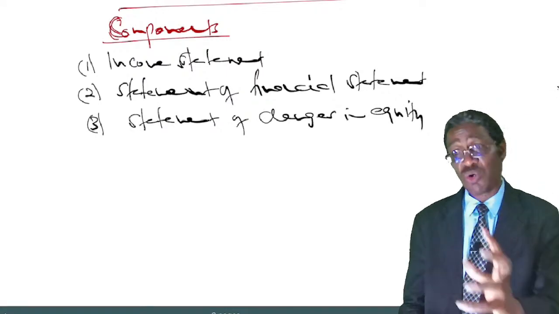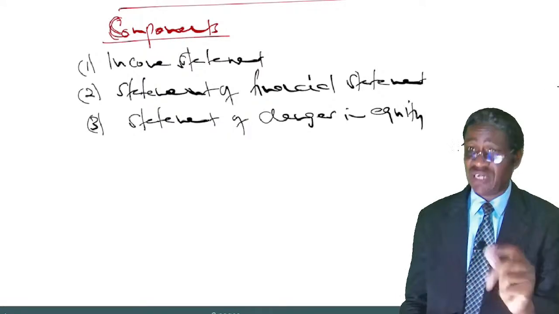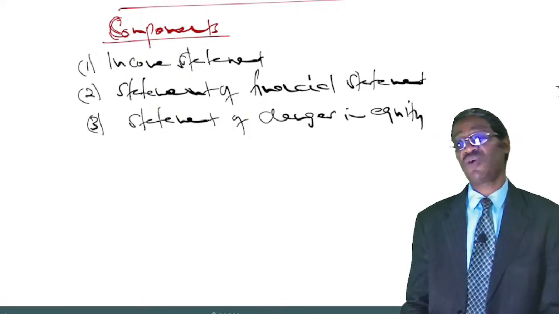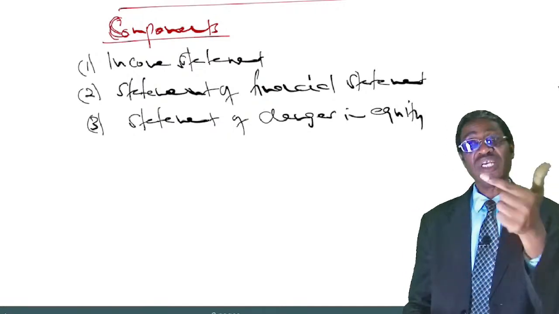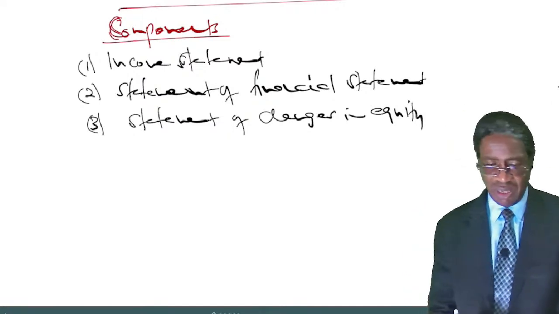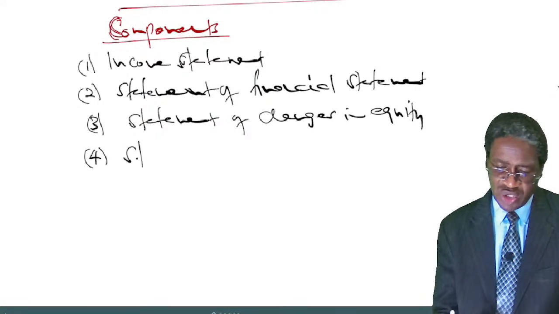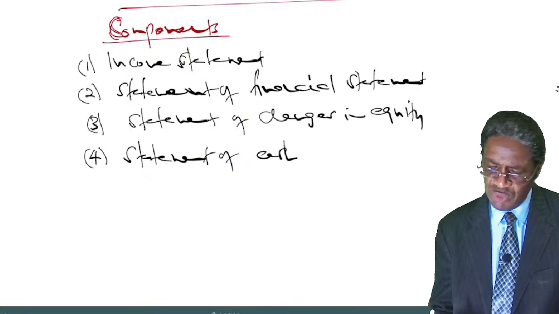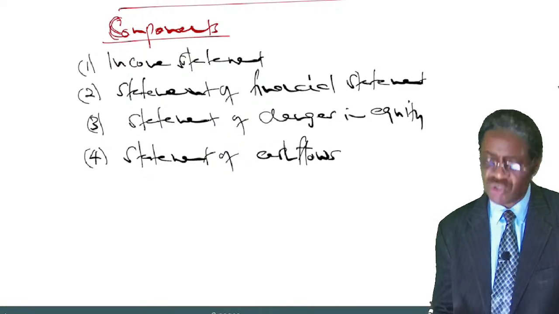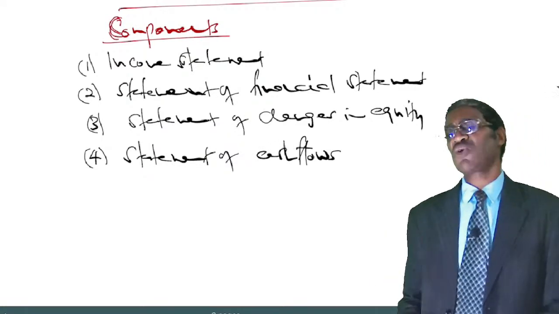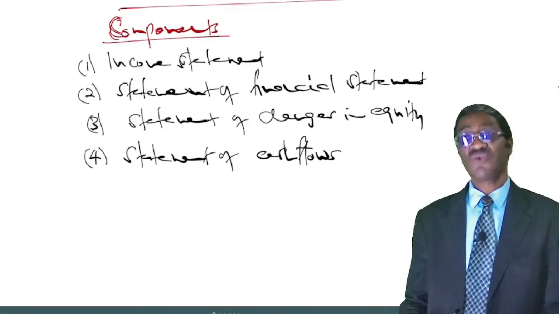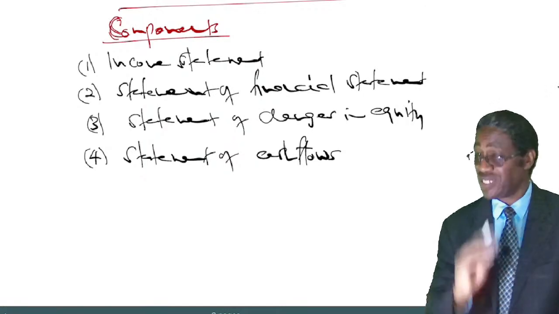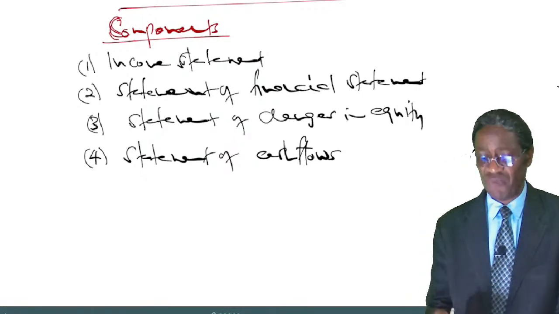Of course, you know how to prepare it. We shall remind ourselves. That's the third component that you, as a public company, are required to include in your complete set of financial statements. Number four, you are required to include a statement of cash flows. That is what you could also call a cash flow statement. It's the same. You're also required to include it as a component in a complete set of financial statements.